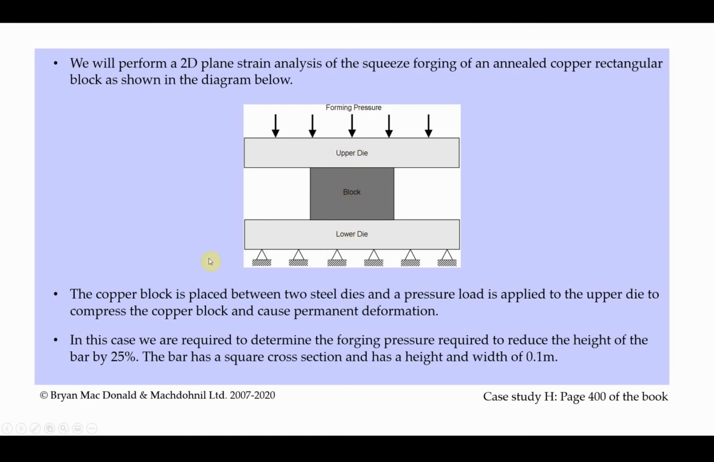In this case, the objective of this analysis really is to determine the forging pressure required to reduce the height of the bar by 25%. We're told that the bar has a square cross section and has a height here of 0.1 meters and a width of 0.1 meters as well.